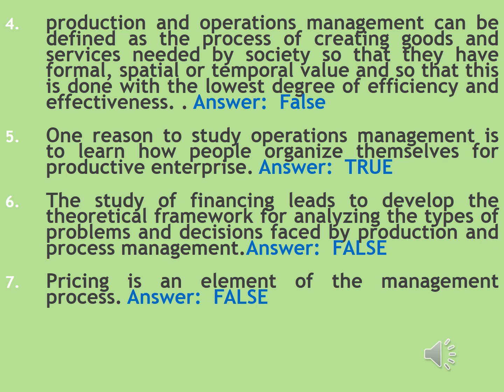Now number seven: pricing is an element of the management process. The answer for sure is wrong, because management means a group of individuals who work together and use the resources and capabilities available to them to achieve a particular goal by performing a range of administrative functions such as planning, organizing, guidance, and oversight, not pricing. So pricing is not one of the elements of the management process.